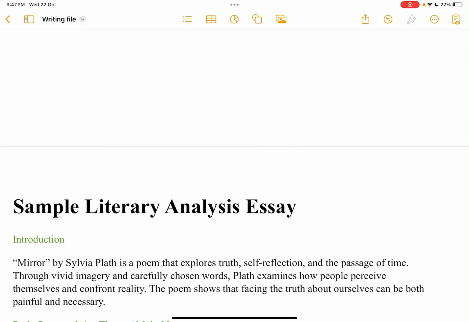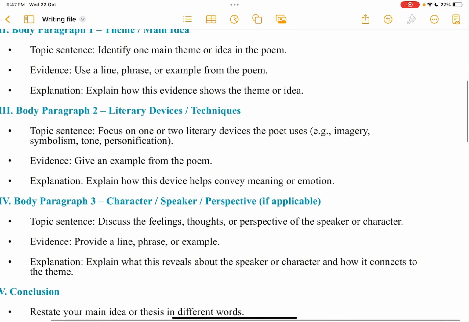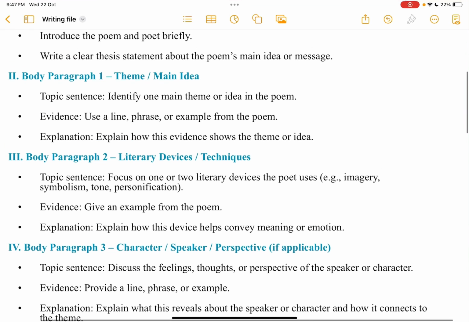The poem shows that facing the truth about ourselves can be both painful and necessary. So I'm explaining the theme here, okay? Now, let us go to body paragraph number 1.